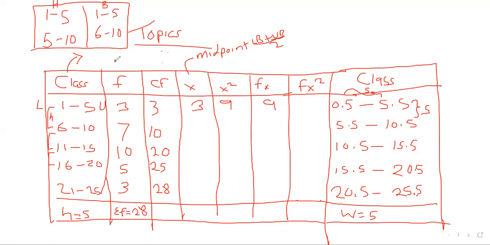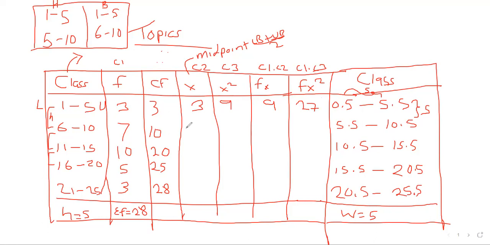Then you multiply 3 times 3 is 9. So we can call this column 1, column 2, column 3. This is column 1 times column 2. This is column 1 times column 3. So again, there's 3, you multiply it by the 9, we get 27.